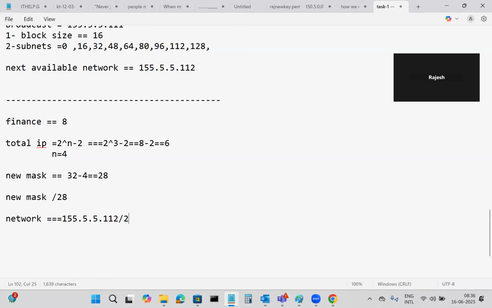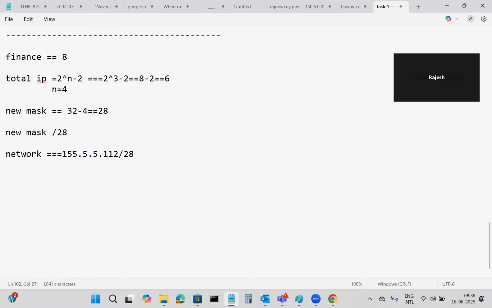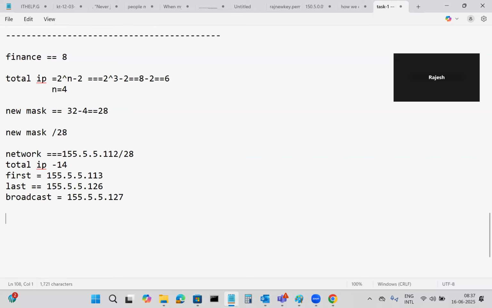155.5.5.112 and mask is 28. That will be my mask. We'll find out all the things again. Total IP will be 14. First IP will be my network plus 1, so 155.5.5.113. My last IP will be network plus total IP. 155.5.5.112 plus 14 will be how much? 126. My broadcast IP will be 155.5.5.127. Got it? This is the finance department.